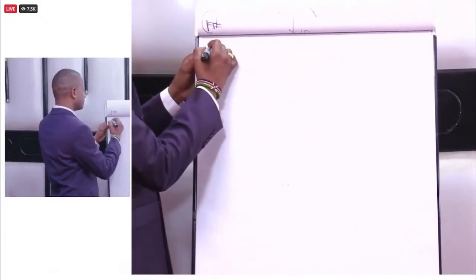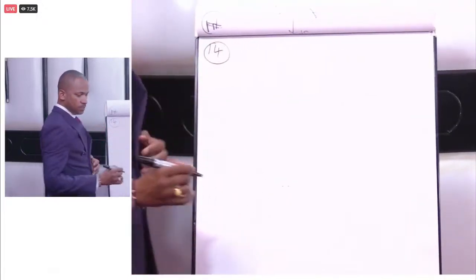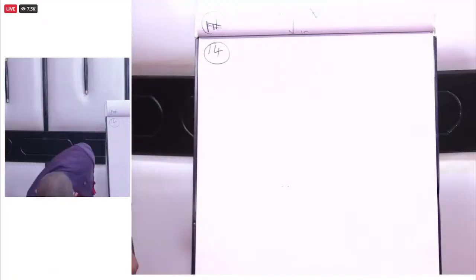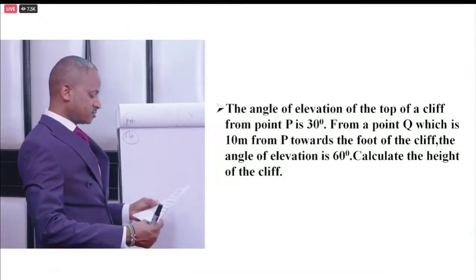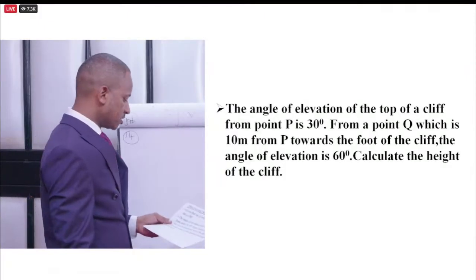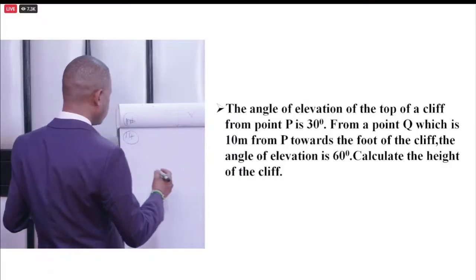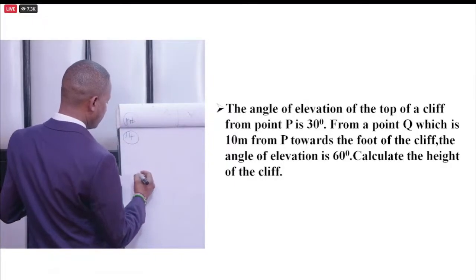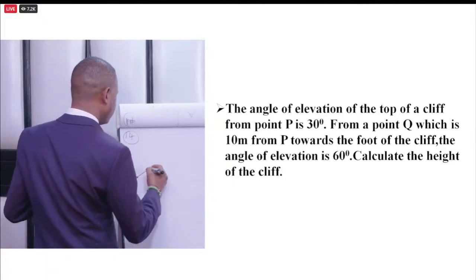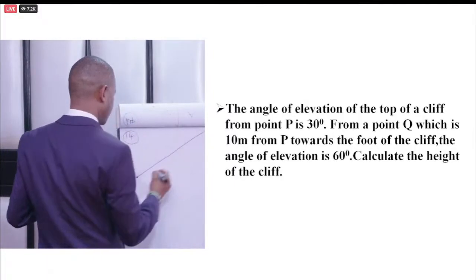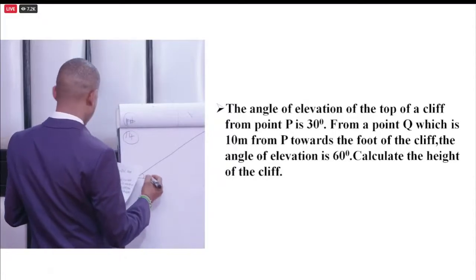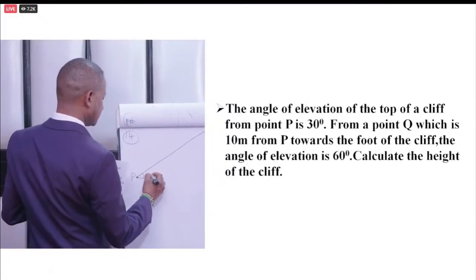Now, we go to question 14. Question 14, the angle of elevation. The angle of elevation, that is an application for trigonometry. The angle of elevation of the top of a cliff from a point P. So let's say our point P is here. So the angle of elevation of the top of a cliff, that angle, you are told, is 30 degrees.